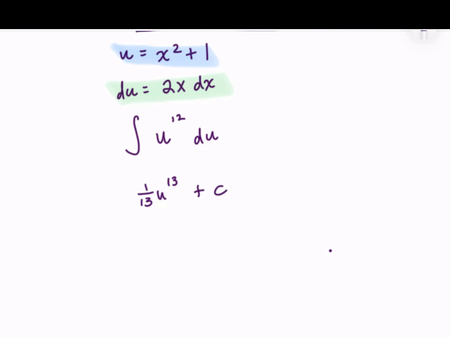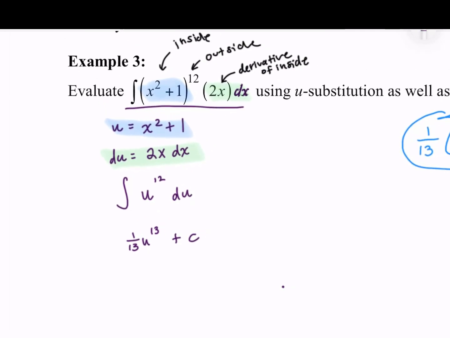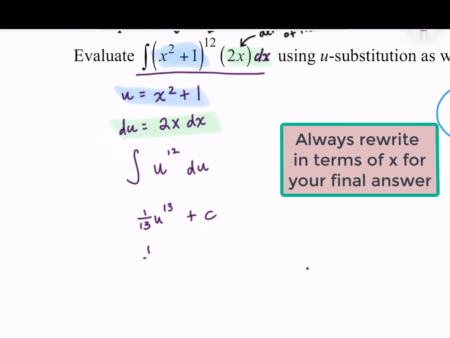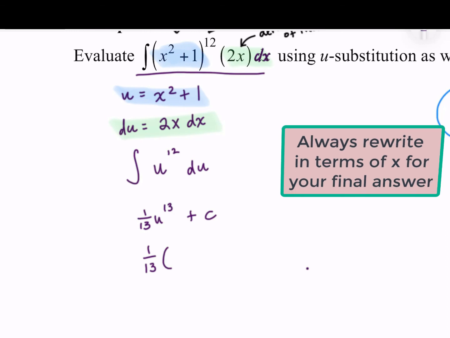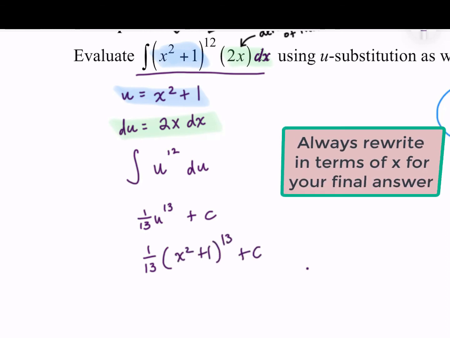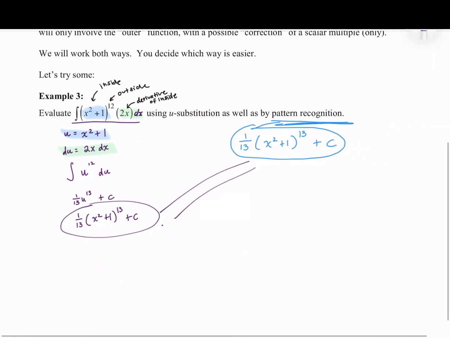And then I'm going to substitute my u value back in because my original problem was in terms of x. I just turned it in terms of u to make it easier to solve. And I'm going to revert back to my x's. So instead of u, I'm going to write x squared plus 1 raised to the 13th plus c. Which is the same thing. Woohoo!